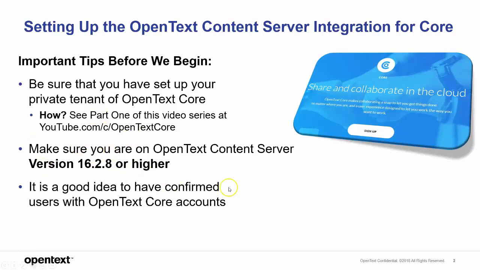Second, and most importantly, if you do not have version 16.2.8 of OpenText Content Server or higher, you will not be able to use and work with the bi-directional integration, the synchronization and collaboration of content between Core and Content Server that this version allows. If you have a previous version, there's an older video series to set up that one-way integration that was in the past.